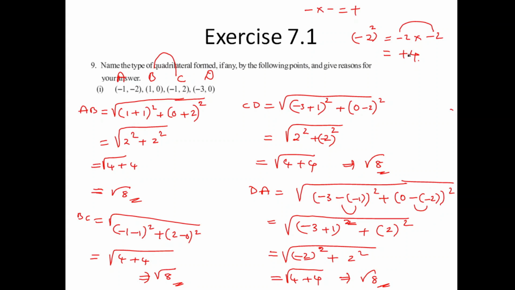Am I clear? So you can say that everything over here is the same, right? So all the line segments here are the same. So this must be a square, isn't it? But what about the diagonals? You need to look at the diagonals also to decide whether it's a square or not. In a square, not only the sides are equal, but also the diagonals are equal. So let us find the diagonal lengths.